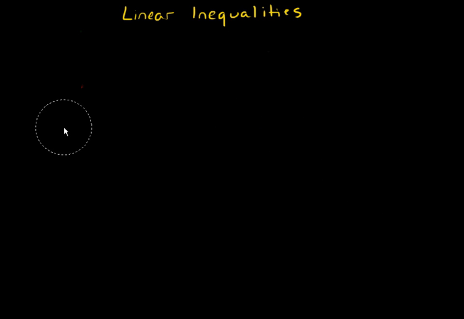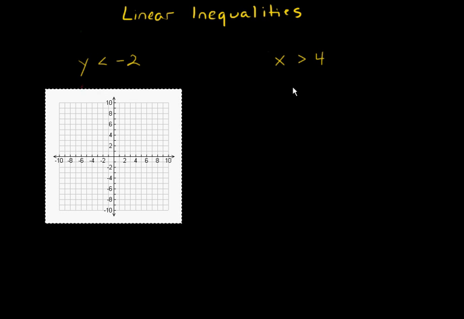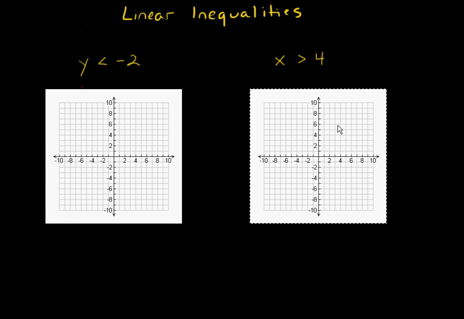So let's have, how about y is less than negative 2, and then we'll have x is greater than 4. All right, so I need 2 graphs this time. So here's one, here's one. And let's see, how about this bright blue right here? Okay, so y is less than negative 2.